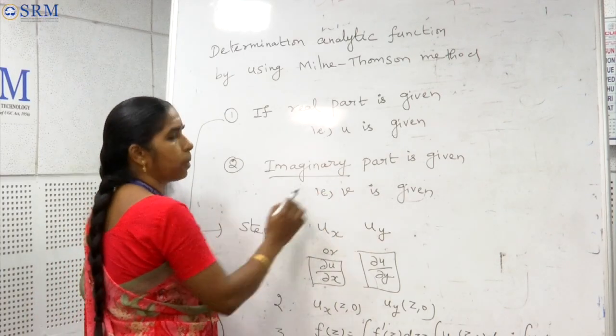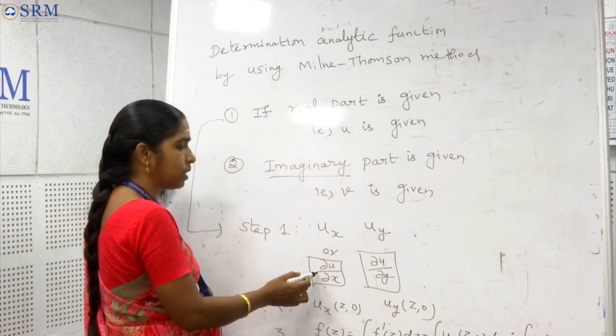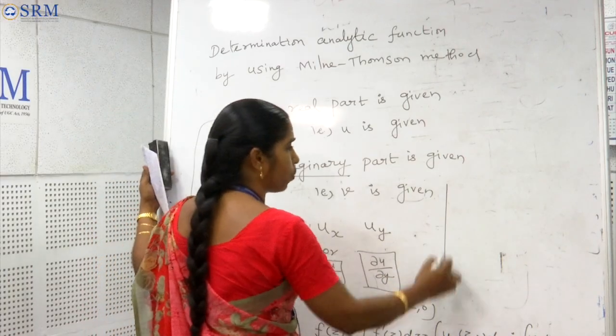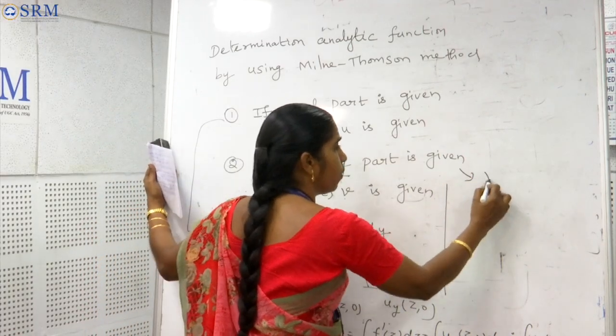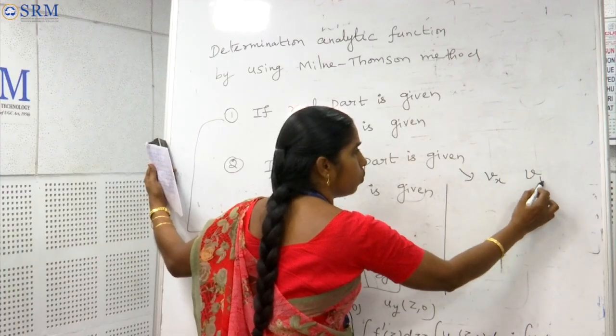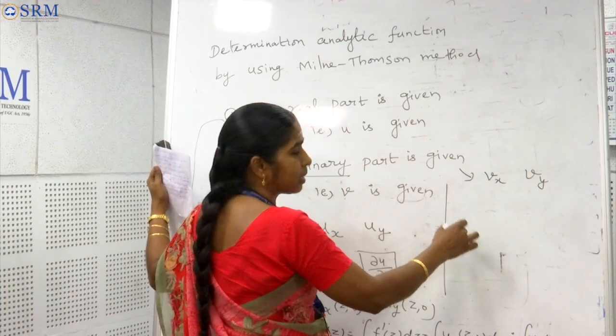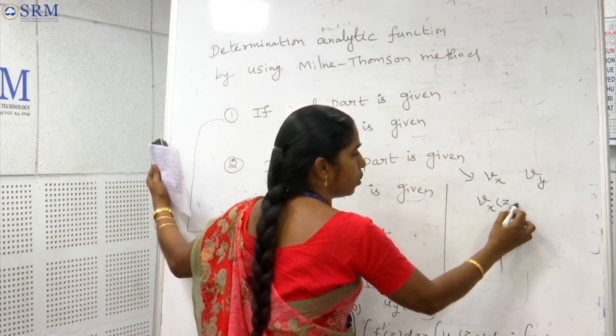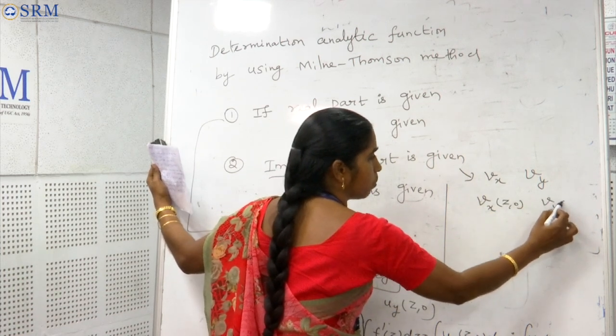Same thing for the imaginary part also. When v is given, in the first step, partially differentiate with respect to x and with respect to y. In the imaginary part, that means v_x and v_y. Again the second step is at the point (z,0), so v_x(z,0) and v_y(z,0).